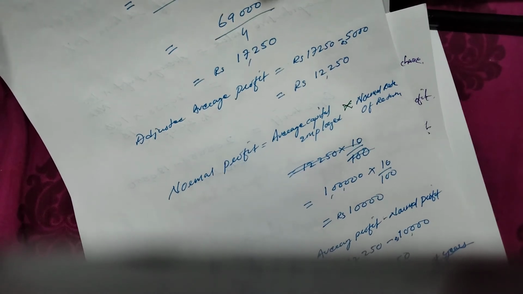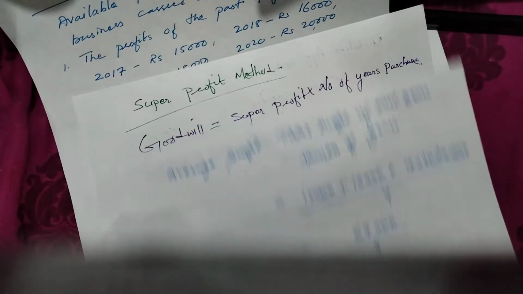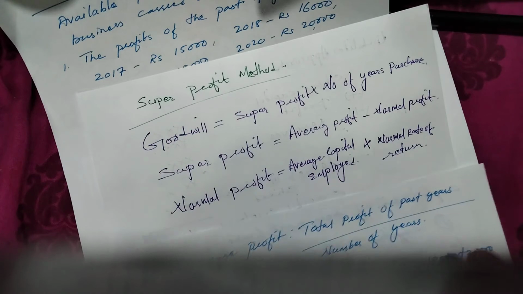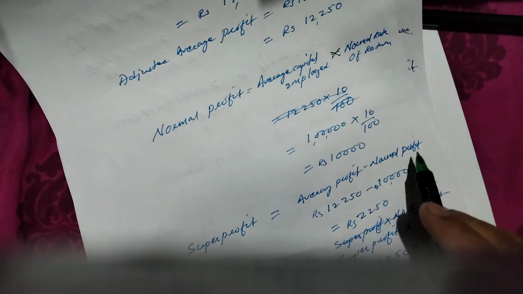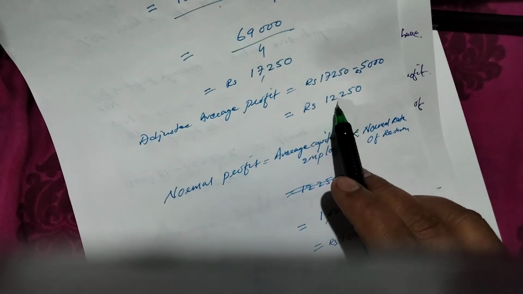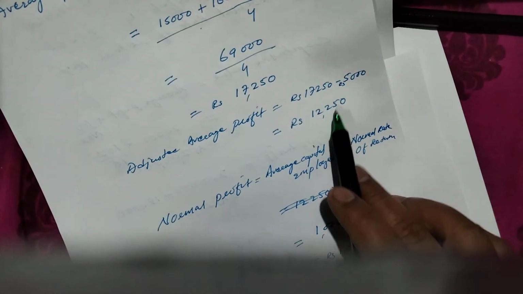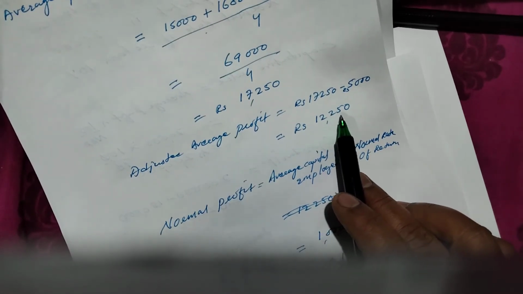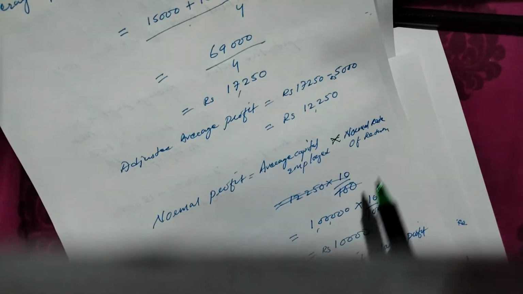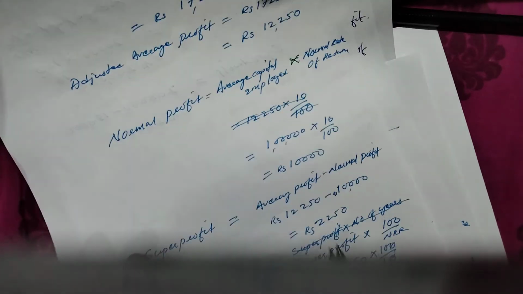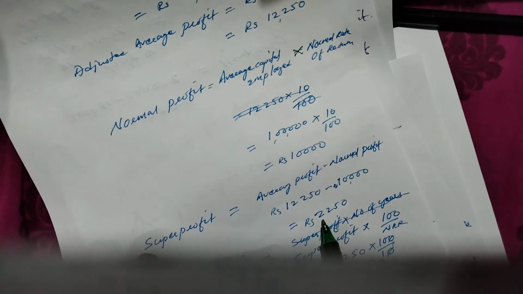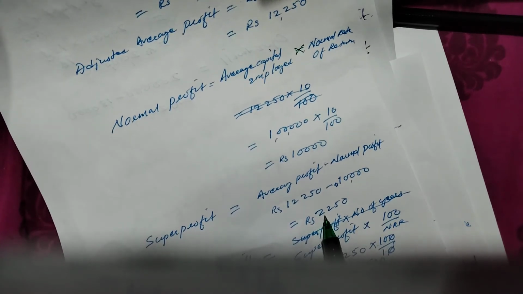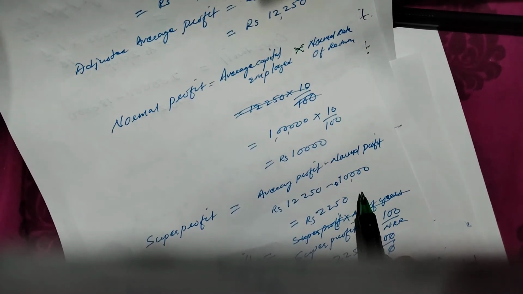Now how are you going to find out super profit? Super profit is equal to average profit minus normal profit. The average adjusted profit is 12,250 and your normal profit is 10,000. When you deduct 10,000 from 12,250, it will be 2,250. This is your super profit.